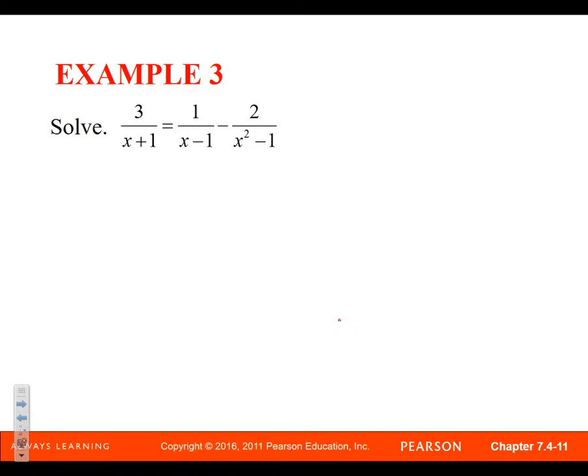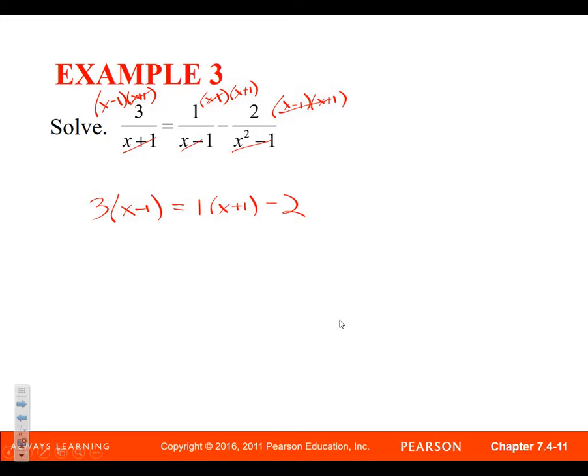So if you take a look at the denominator, the common denominator is going to be x minus 1, x plus 1, right? That's because of the last value there, the x squared minus 1. That's the difference of squares. So everything's going to get multiplied by x minus 1, x plus 1. So when we look at the first term, the x plus 1s are going to cancel out, and you're going to get 3 times x minus 1 is equal to 1 times x plus 1, and the whole denominator goes away there, and you got this. And that's what you're going to solve.